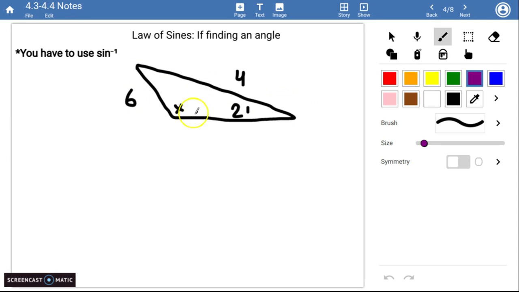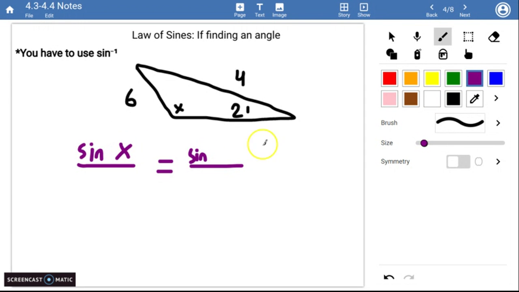So this time we're finding an angle, and we still plug in what we need to know. Remember, you start out by taking the sine of something on both sides on top, and then the angle measures go here. The angle measures are x and 21 this time, and then the opposite side lengths go on the bottom. Opposite to this x is 4, and opposite to the 21 is 6.